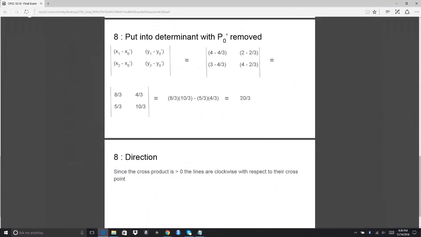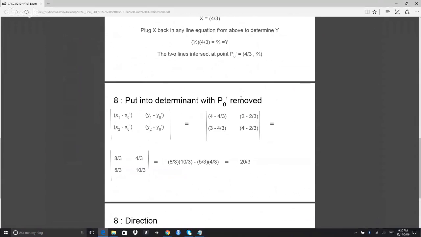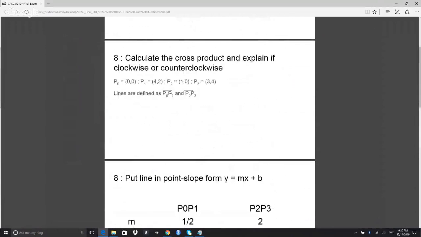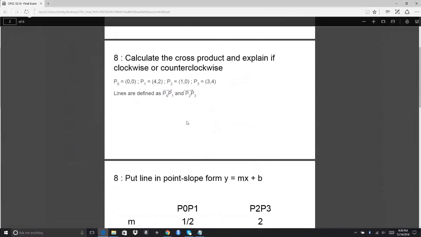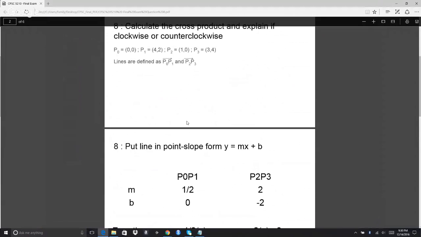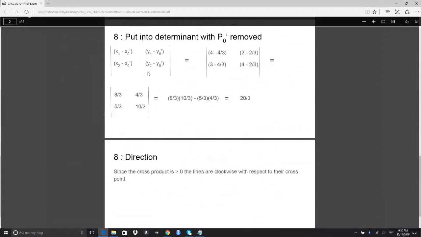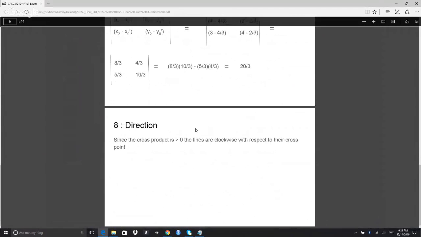Again, it matters which one you put first. So we wanted P0 prime to P1 to be first. We're trying to figure out what that cross product is, so this one goes first. So evaluating P0 prime P1 first, crossing it with P0 prime P3, this is the equation, and that's how we get this positive value that you'd have to rotate with the clock to get.